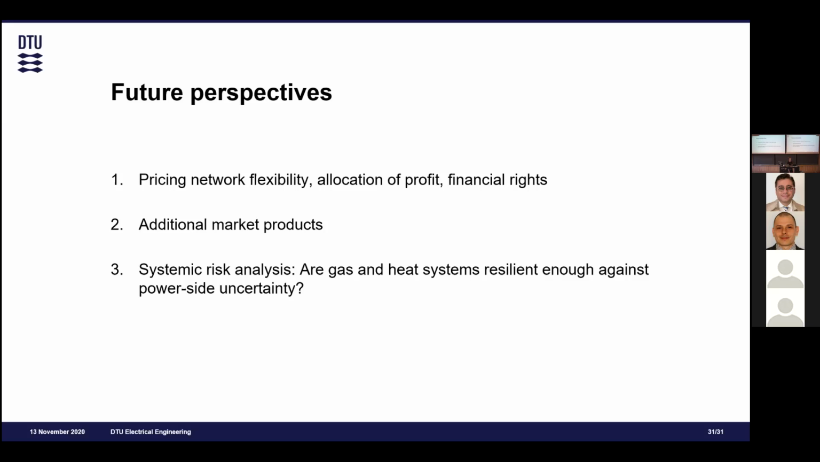And lastly, since we showed that uncertainty propagates from renewable-based power systems into the other energy sectors, it's going to be interesting to investigate first how long it takes for the uncertainty to propagate, and how much delay is in there, and also if we have potentially harmful propagation of uncertainty, is the stress in one system going to affect the other system? And for that, one would need a comprehensive analysis of systemic risk, which is any risk that threatens not only single assets, but the entire system. And we need to ask if gas and heat systems are resilient enough against harmful power side uncertainty.